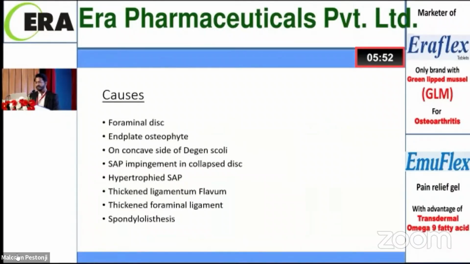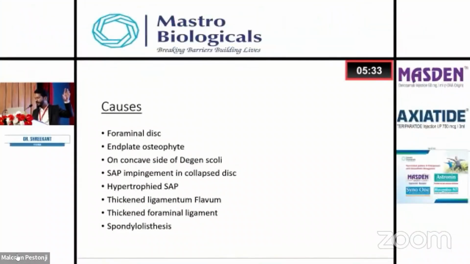So what are the basic causes of foraminal stenosis? The foraminal disc, end plate osteophytes, and narrowing of the foramen on the concave side of a degenerative scoliosis. At L1-L2, lumbar foraminal stenosis is most commonly caused by the soft disc or the end plate osteophyte. The other causes are more common at the lower lumbar levels: SAP impingement in a collapsed disc, hypertrophic SAP, thickened ligamentum flavum, the thickened foraminal ligament, and spondylolisthesis, which causes a pseudodisc and foraminal stenosis.